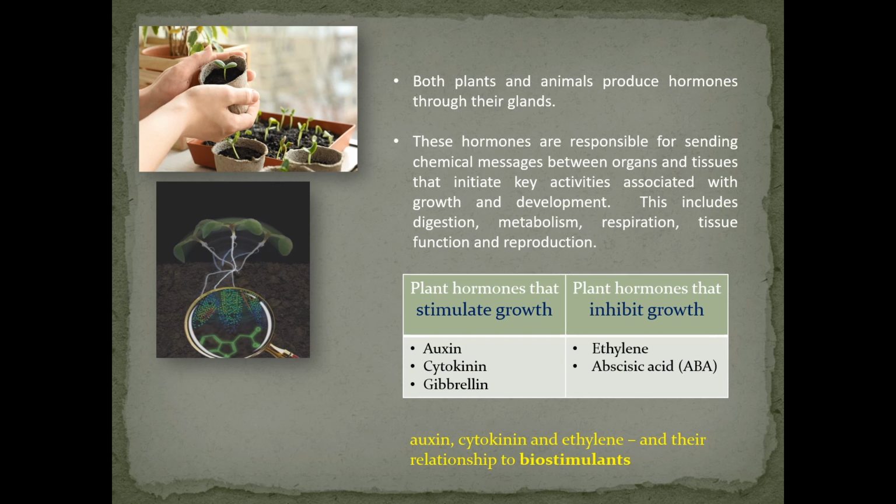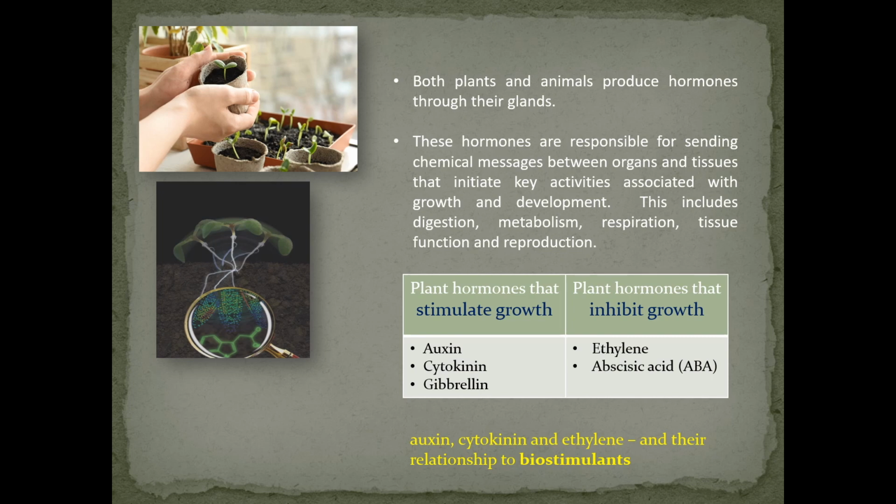Both plants and animals produce hormones; animals through glands. Some of the animal hormones, for example pheromones, easily attract animals. In plants, hormones are responsible for sending chemical messages between organs and tissues that initiate key activities associated with growth and development.